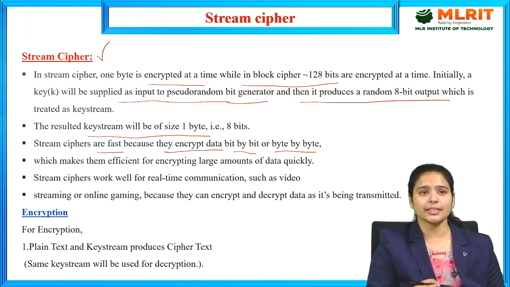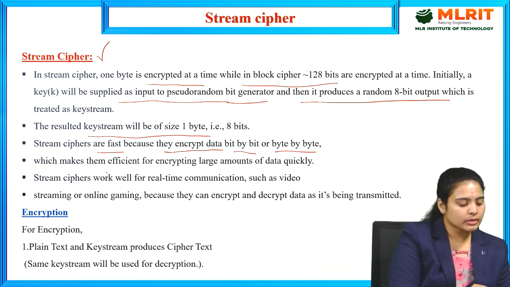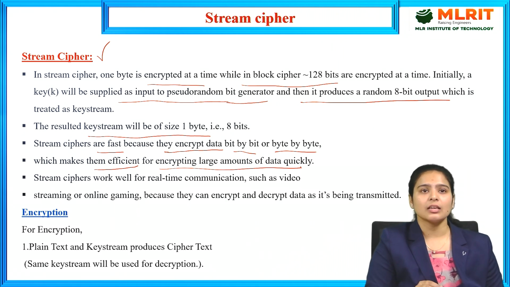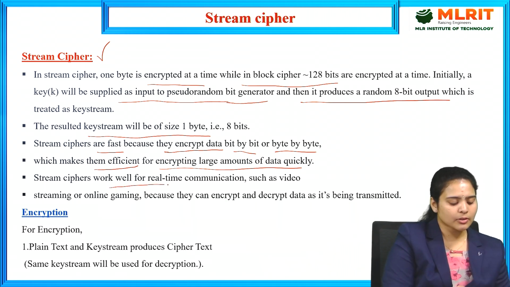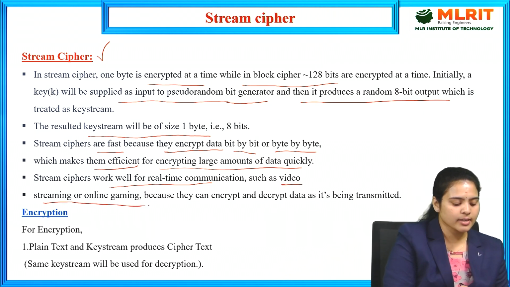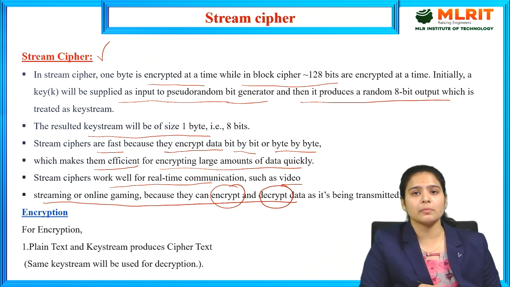It is fast because the data is encrypted either bit by bit or byte by byte. That makes them efficient for encrypting large amounts of data quickly. So it also works for real-time communications, such as video, online gaming or streaming. In a stream cipher, both encryption and decryption data are processed as it is being transmitted.